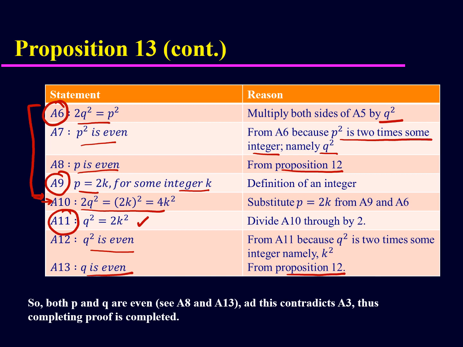Now we identified that the statements in A8 and A13 contradict the statement in A3. This is because A3 says that P and Q have no common divisor, but the statements in A8 and A13 say that P and Q are even and have a common divisor, which is 2. So the proof is completed.